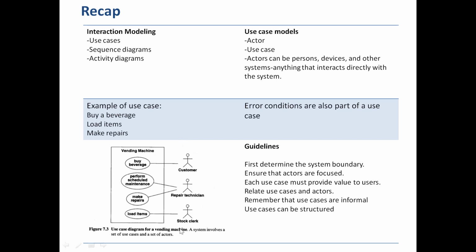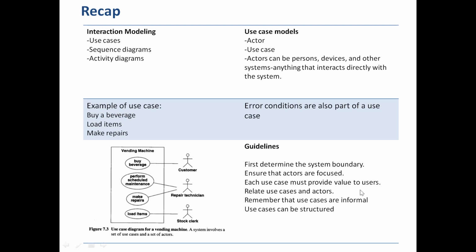So looking into this, we have a few guidelines to be followed when you are drawing a use case model. First, you need to determine the system boundary, right? So I had already explained system boundary. Up to what extent you are developing the system should be clear. Ensure that actors are focused, that is what role they are playing should be clear. Whether he's a customer, repair technician, stock clerk, if you take a computer system, whether he's an owner, whether he's an administrator, whatever it is, right?